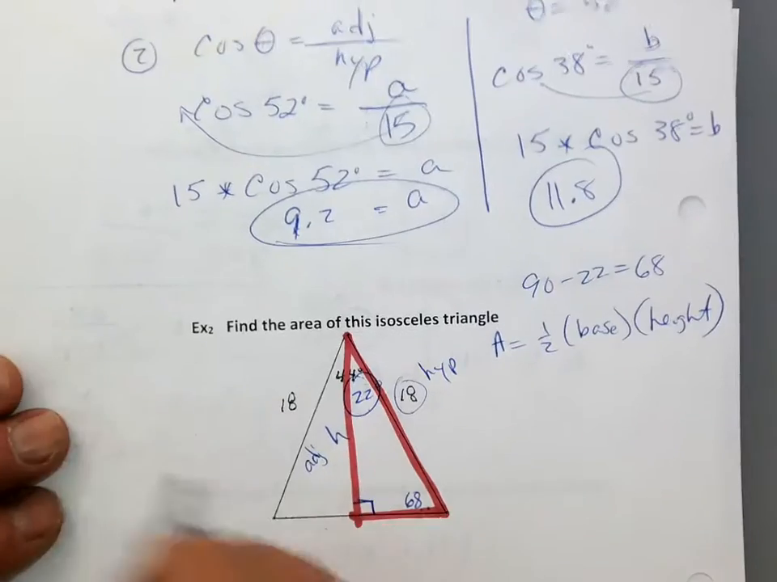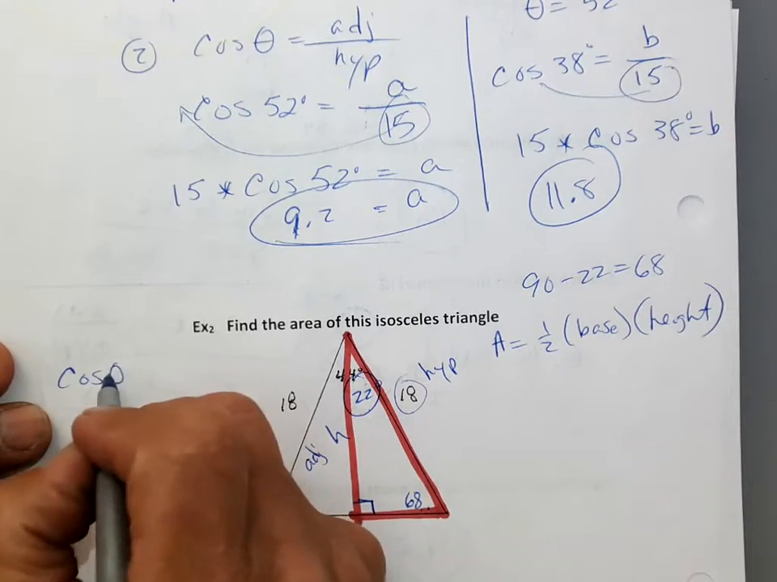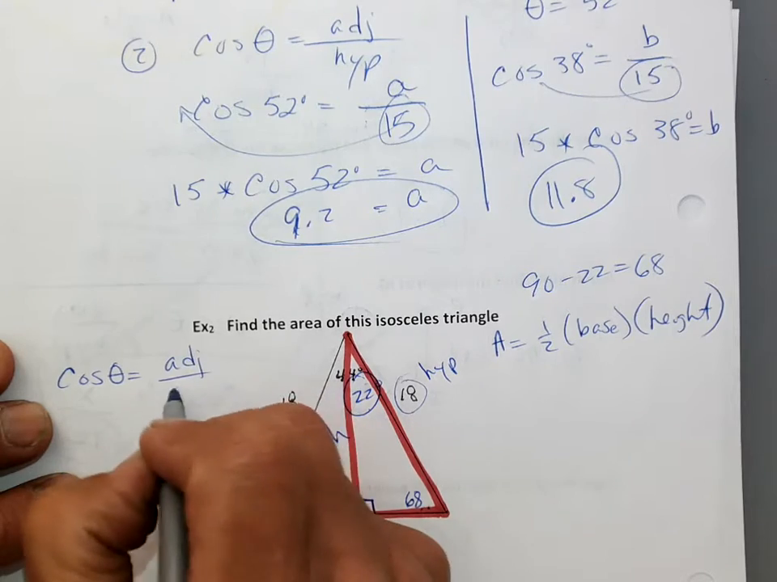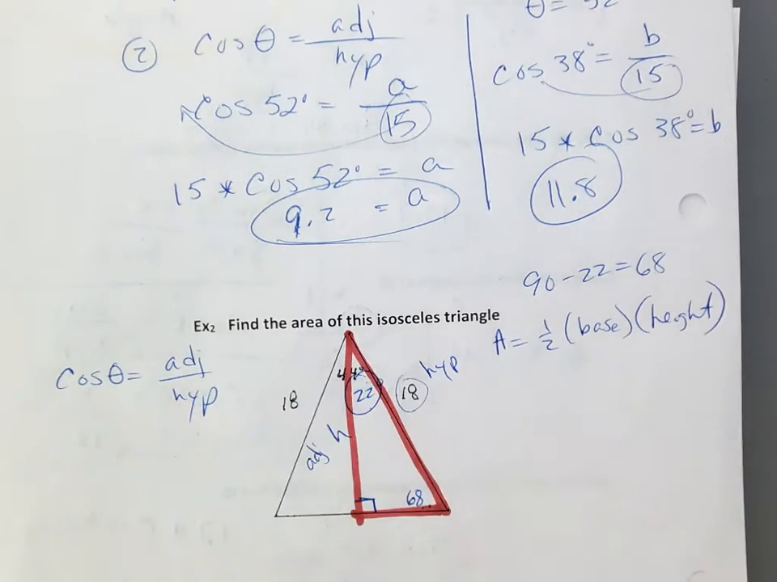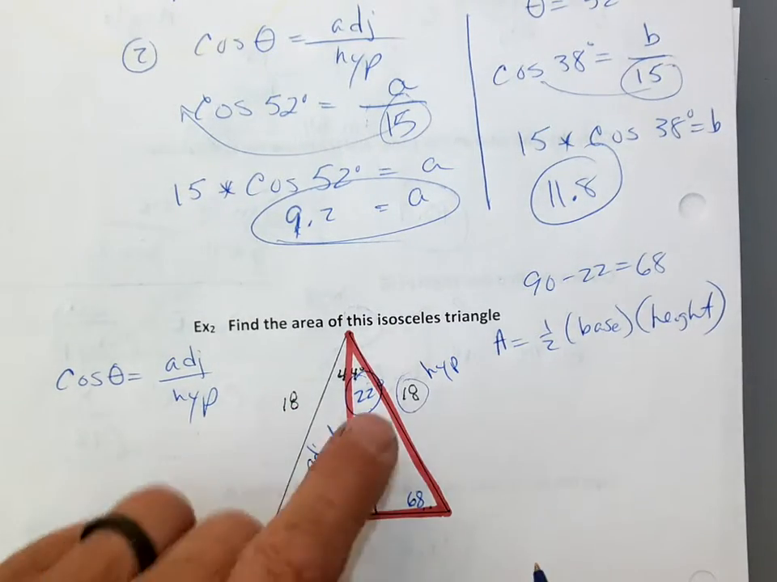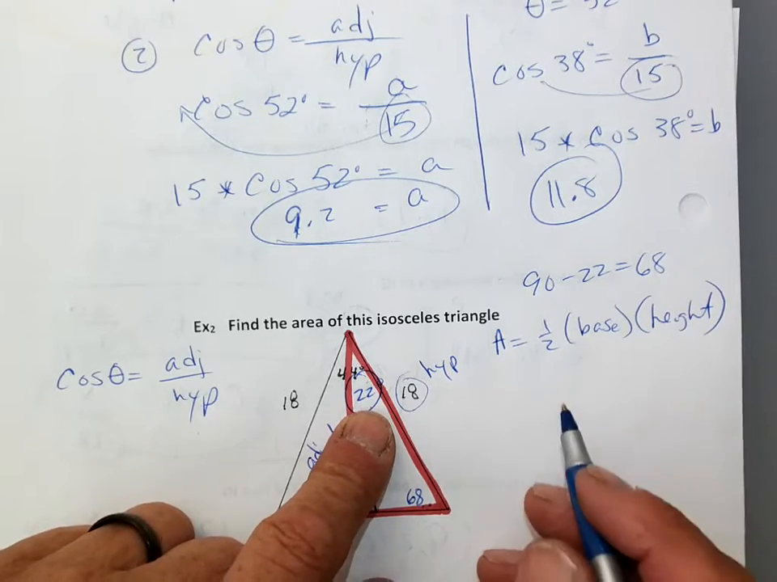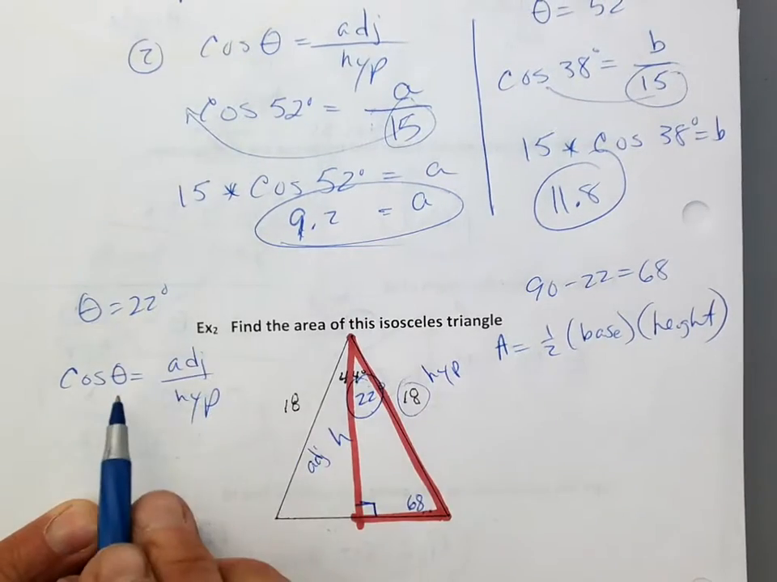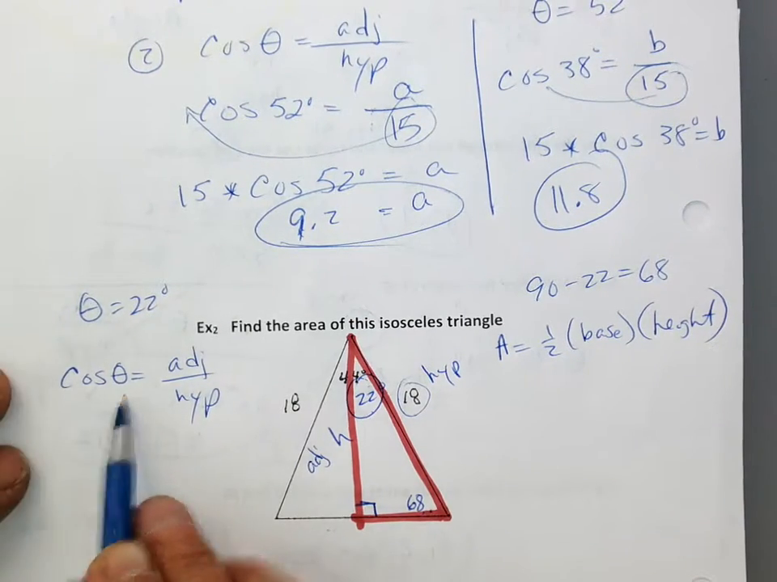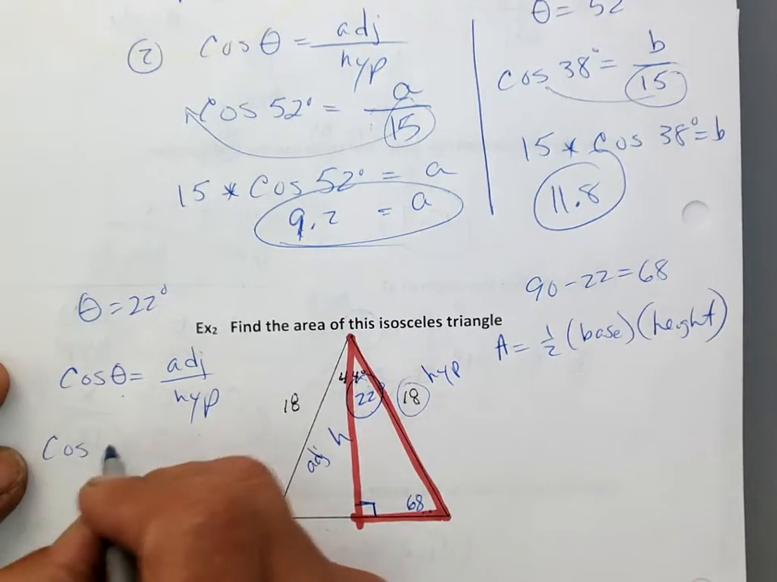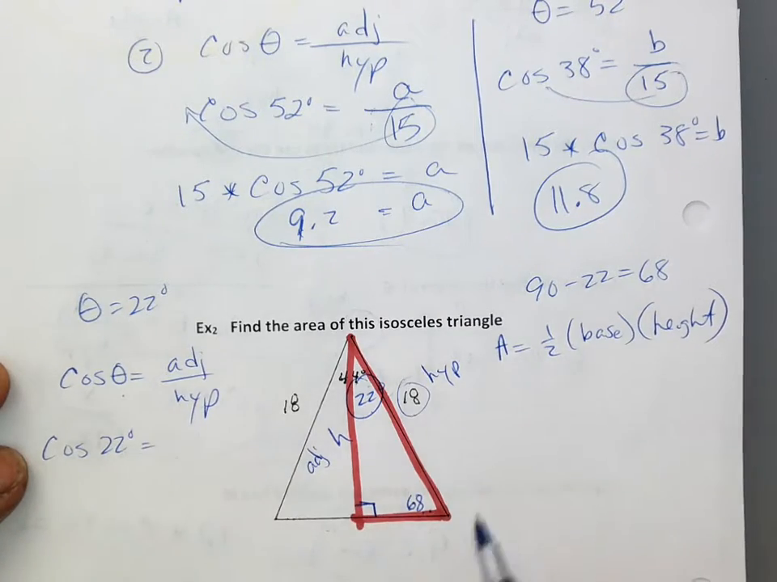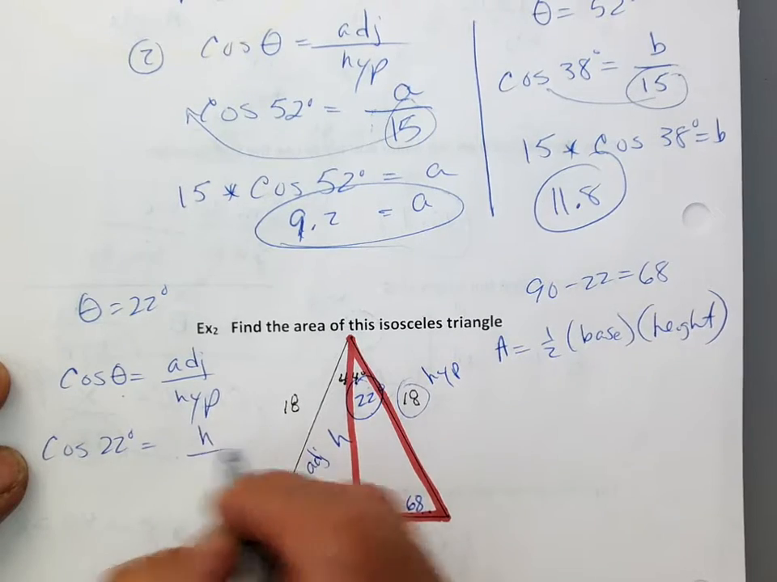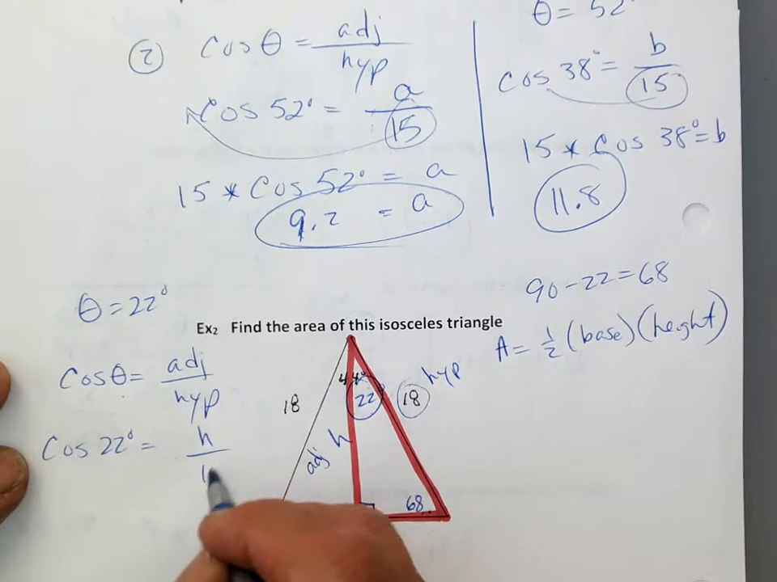So cosine of theta is equal to my adjacent over my hypotenuse, because that's what's on the board. Our theta is 22, because that was the angle you picked. So I'm going to rewrite this as cosine of 22 degrees equals, now the adjacent side I don't know, h, over the hypotenuse 18. You get this, don't you?